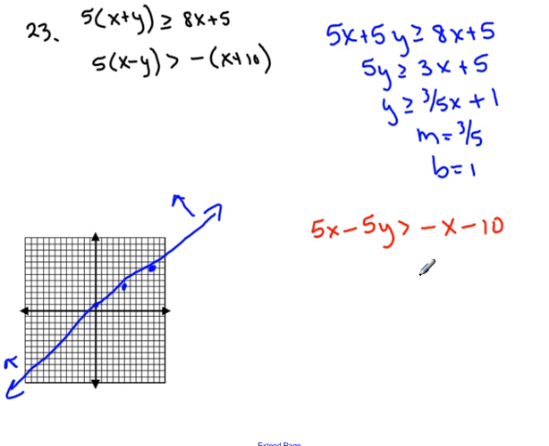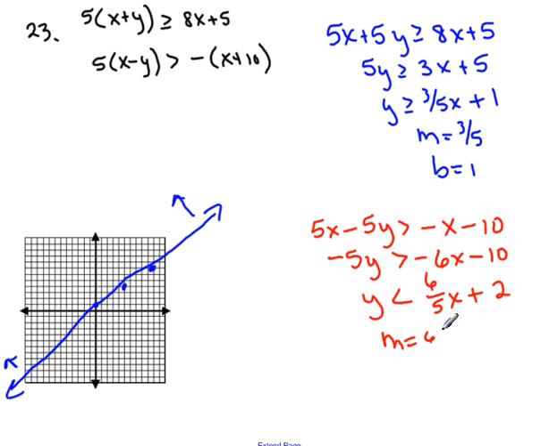The goal is to get the y by itself, so I'm going to subtract 5x, so bring down the negative 5y. When I subtract 5x, I get negative 6x minus 10. Here I'm going to divide by a negative 5, which means I will flip the sign, change the signs. So y is going to be less than 6/5 x plus 2. So my slope for the second line is positive 6/5, and my intercept is 2.